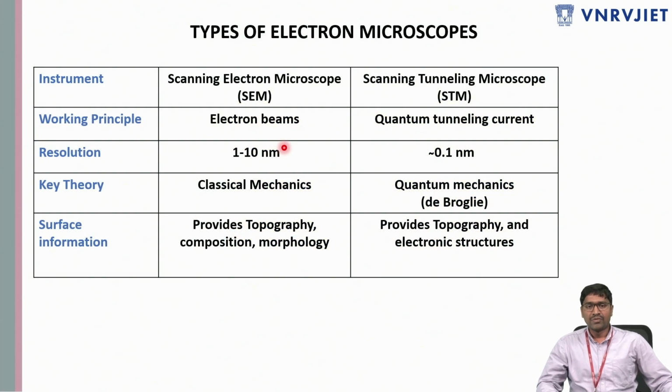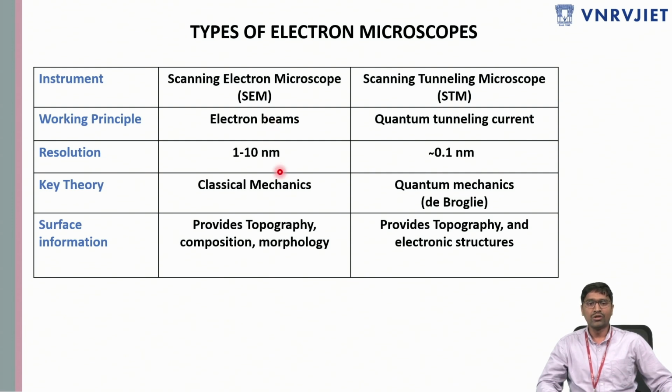If you ask me the types of electron microscope, there are two types based on the electron behavior. Generally, an electron can show dual nature, that is particle as well as wave nature. Based on the particle nature, the scanning electron microscope was developed, and based on the wave nature, the scanning tunneling microscope was developed. In the scanning electron microscope, a focused electron beam is used to capture the surface information of the nanomaterials.